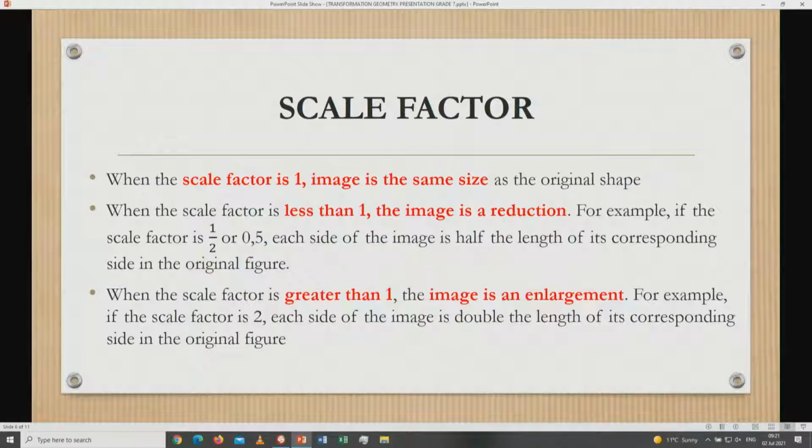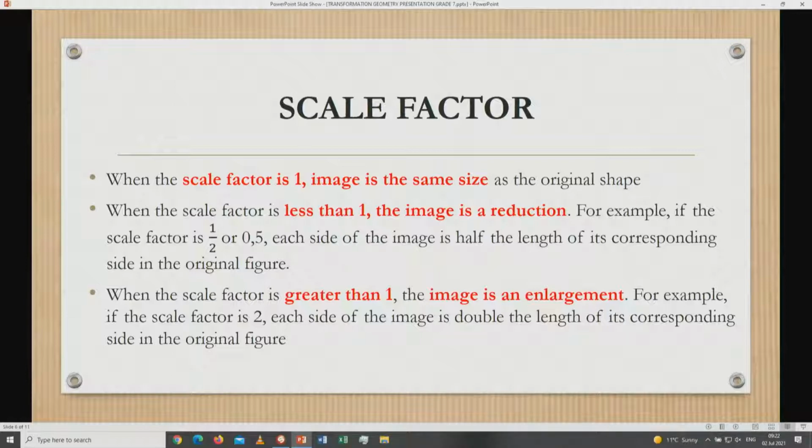First, here is tip number 1. When the scale factor is 1, the image is the same size as the original shape. So please, when we get into the activities, we are going to read and highlight what is important there for us, or what has been provided for us, especially when it comes to scale factor. So tip number 1, when the scale factor is 1, the image is the same size as the original shape. The original shape might have a side length of 5 and a width of 10. So it means that if the scale factor is 1, there won't be any changes.